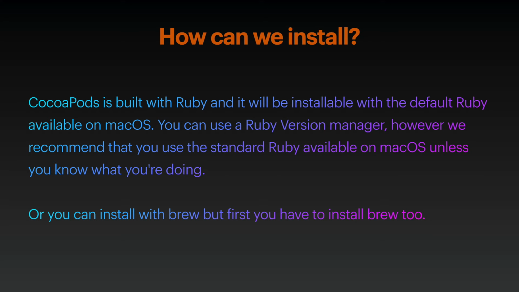Okay, but how can we install? Cocoapods is built with Ruby and it will be installable with the default Ruby available on macOS. You can use a Ruby version manager, however, we recommend that you use the standard Ruby available on macOS unless you know what you are doing. Or you can install with Brew, but you have to install Brew too.